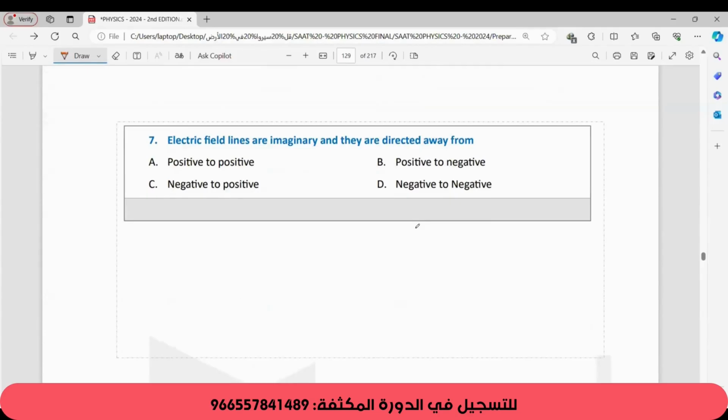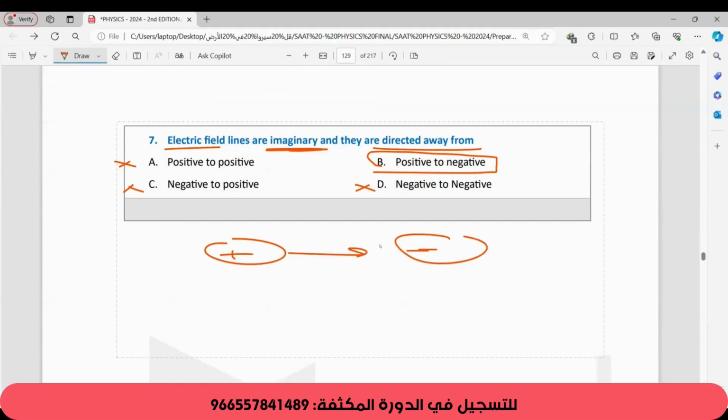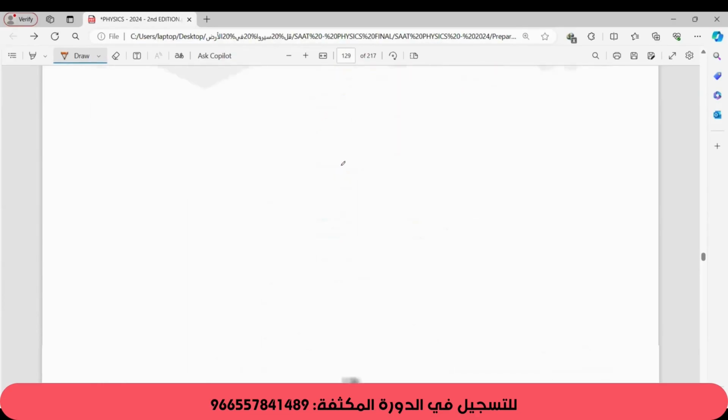All right. Now, question number 7. What do you think the answer is? Electric field lines are imaginary, and they are directed away from, all of you, mashallah, are saying B. Positive to the negative, yes, direct. If you look at the other options, no, for sure no. So remember this: these lines go from positive to the negative. Very good. Question number 7 is done.